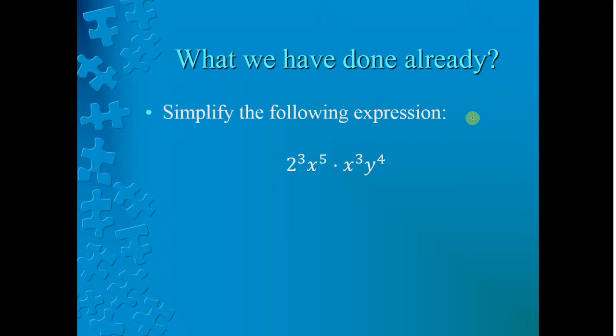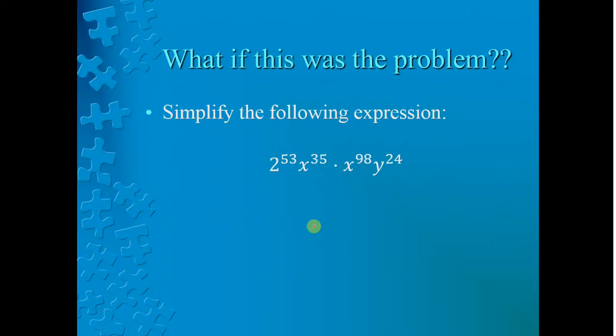What have we done already? This is what you've seen already. What you normally would have done is write 2 three times, x five times, x three times, and y four times. That's what we've been doing, expanding it. And then you would have gone 2 times 2 times 2. Well, that's 8. I have 1, 2, 3, 4, 5, 6, 7, 8 x's. So I have x to the 8th, y to the 4th. That's all fine and dandy when the numbers are small.